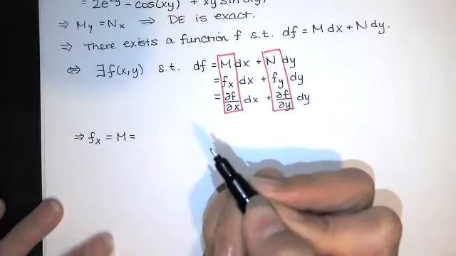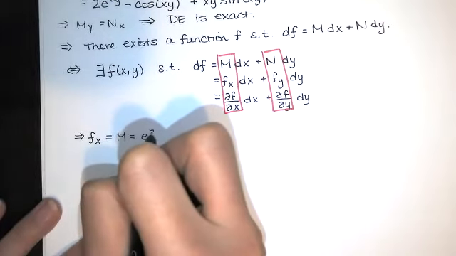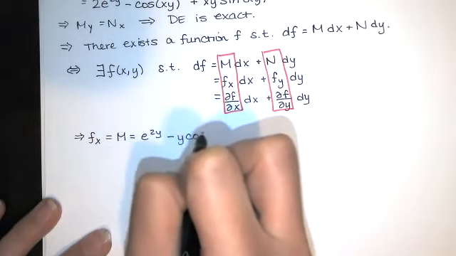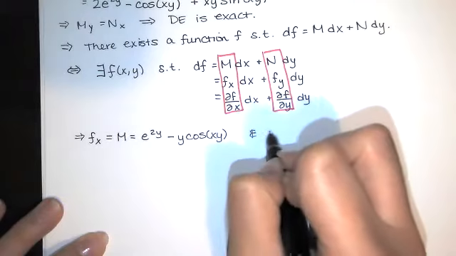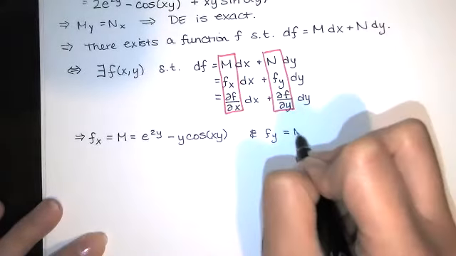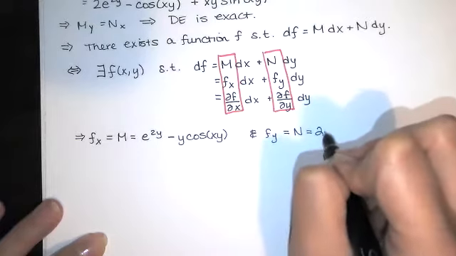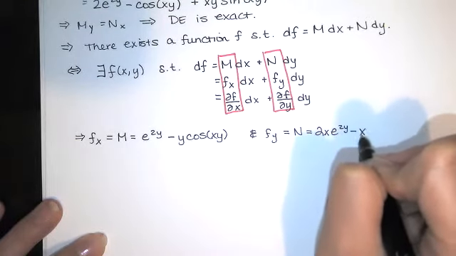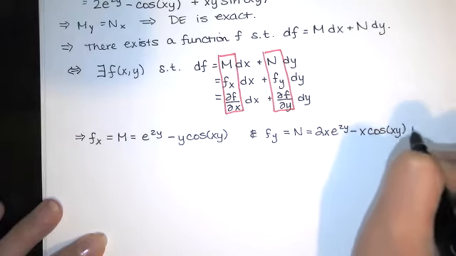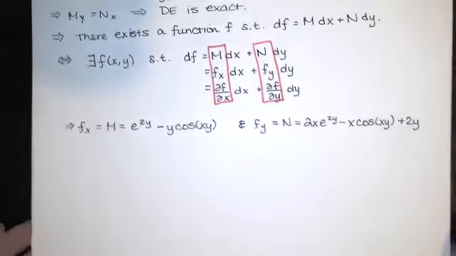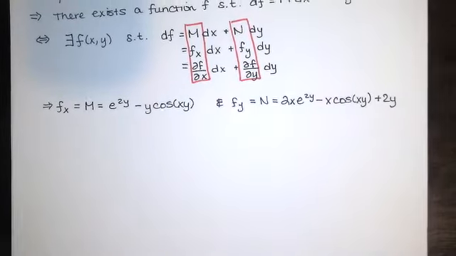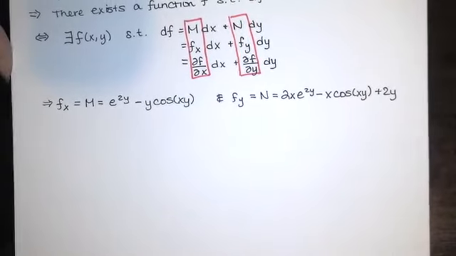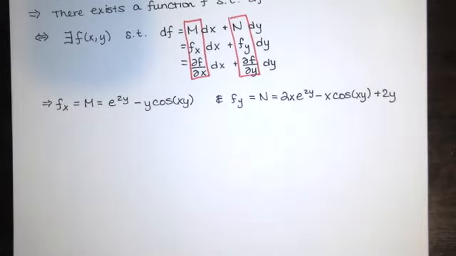And m was this function, I'm reading it off of the other page, e to the 2y minus y times cosine of xy. And at the same time, the partial of f with respect to y is n, and that is 2x e to the 2y minus x cosine of xy plus 2y. Now there are several ways that you can solve this. Any of those ways is fine. I'm just going to show you one of those ways, one version of the method.